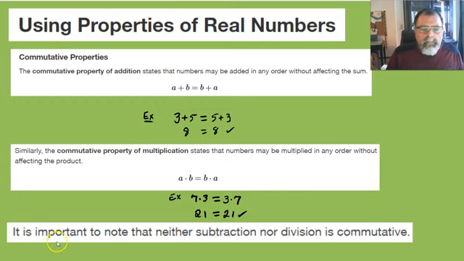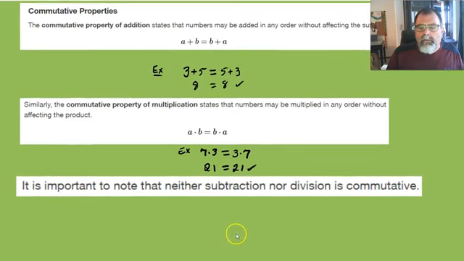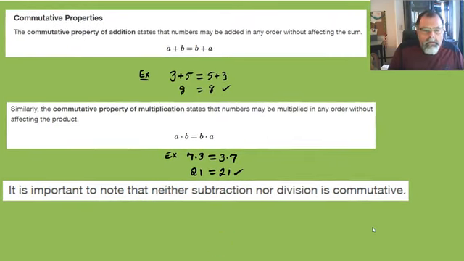Okay, and again, it's important to note that neither subtraction nor division is commutative. So, for example, let's say 6 minus 2, and if I did 2 minus 6, you could see 6 minus 2 is 4, but 2 minus 6 is negative 4, so those are not equal.